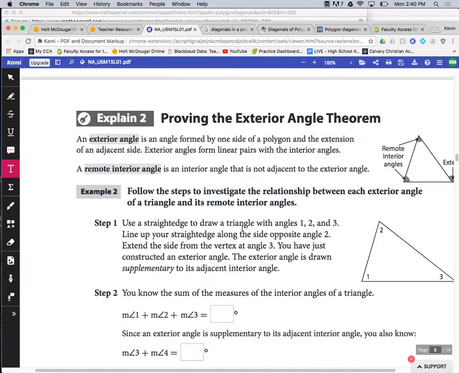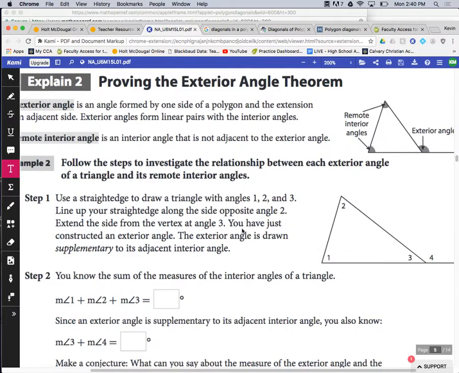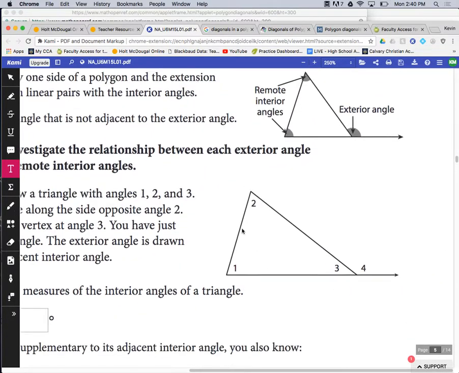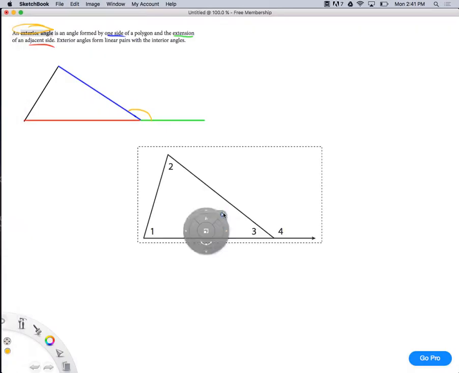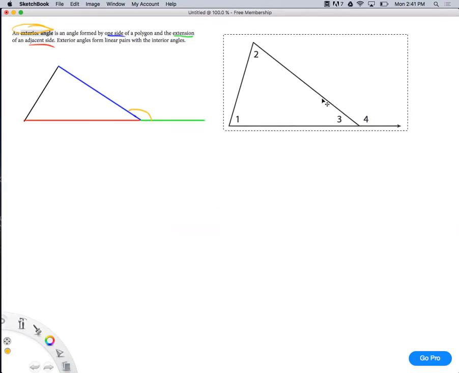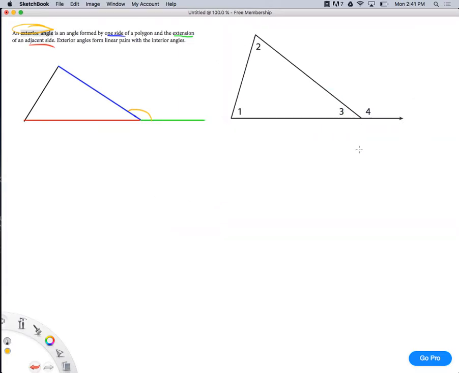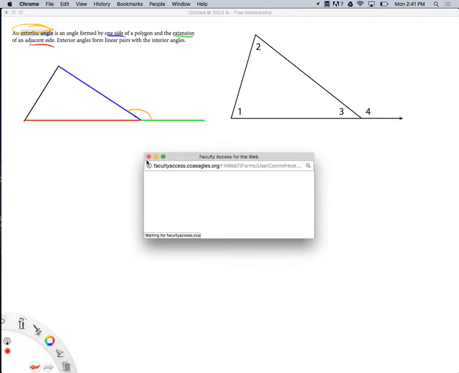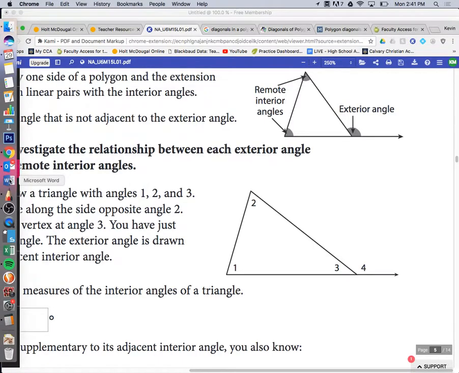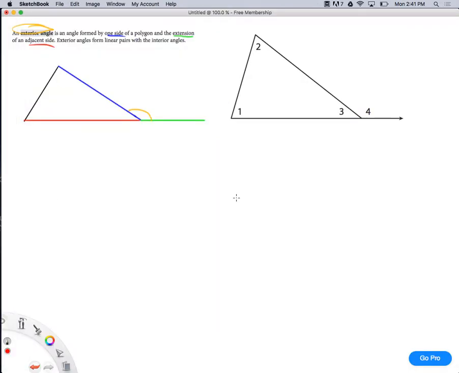Let's now take a look at this. It says proving the exterior angle theorem. So let's go ahead and do that. Let's venture into this territory. Okay. So we have angles. Pay close attention. We have angles 1, 2, 3, and 4. Raise your hand if you think angle 1 is the exterior angle. Raise your hand if you think angle 2. Angle 3? What about angle 4? Yes, nice. Okay, so angle 4 is the exterior angle.